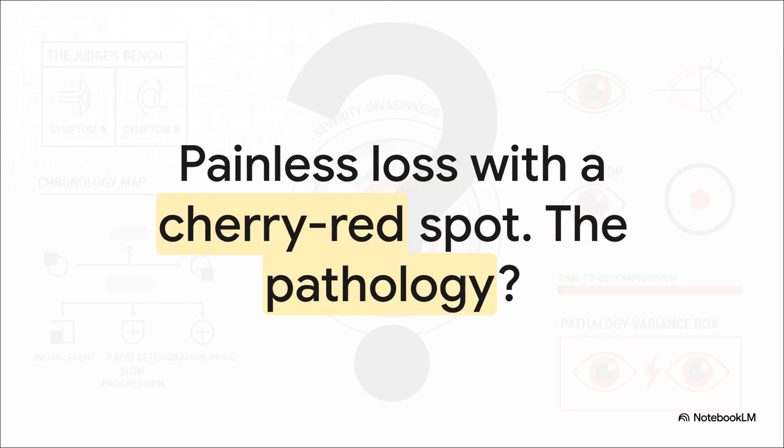Next vignette. A 74-year-old male with chronic hypertension presents with sudden, painless total vision loss in his left eye. Your fundoscopic exam reveals a diffusely pale, whitened retina with a sharply demarcated red circular area directly in the center of the macula. Identify the pathology. Yup, that's the classic cherry red spot. You are staring down a central retinal artery occlusion.